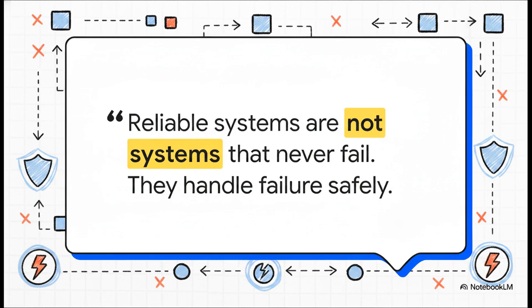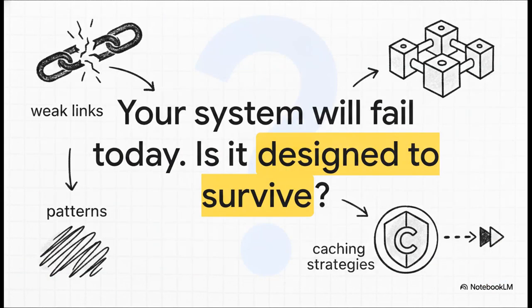It's so true, right? Resilience isn't just a single feature you bolt on at the end of a sprint. It is an architectural mindset. It's an approach that fundamentally assumes failure will happen and designs safe, protective responses across the entire system. So I leave you with this final undeniable fact. Your system will fail today. Is it actually designed to survive it?